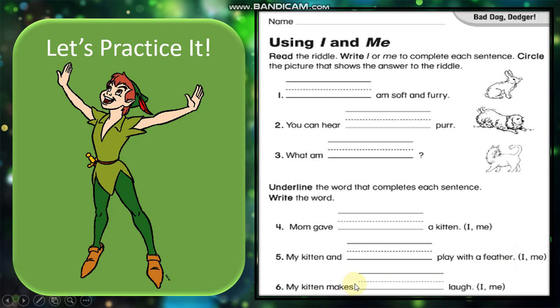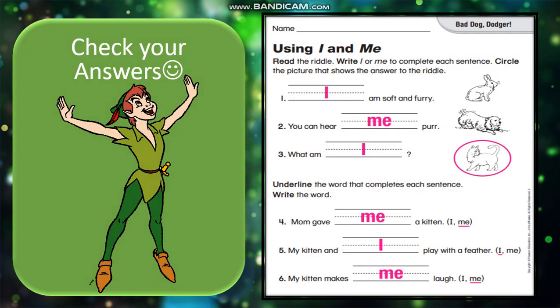My kitten makes I laugh or me laugh. Think about it. Don't just go with what sounds right, but think about the rules. Remember, I is used as the subject and me comes in the predicate part, the receiver of the action. And after you're done going through this, you can cross-check your answers. All right? There is the answer key right here and you can cross-check all your answers.